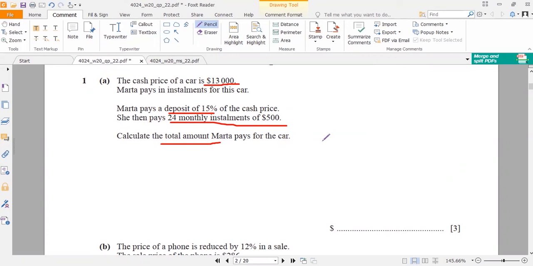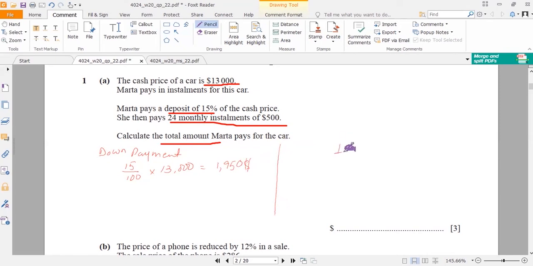Okay. So firstly, we need to find out the down payment and the total installment amount. For the down payment, he gives a 15% deposit. So we need to find out 15% of $13,000. So it will be 1,950.